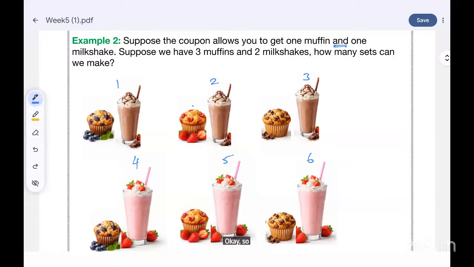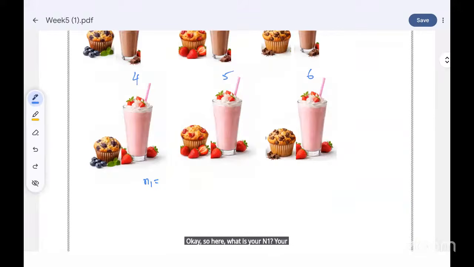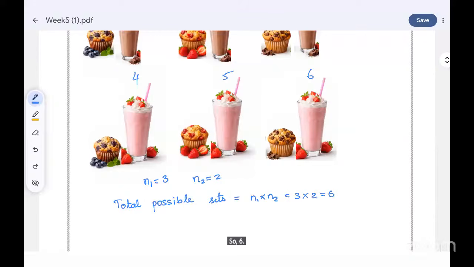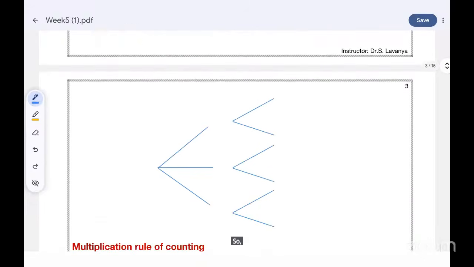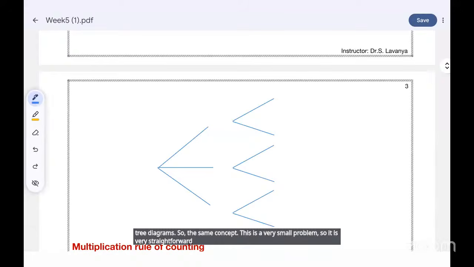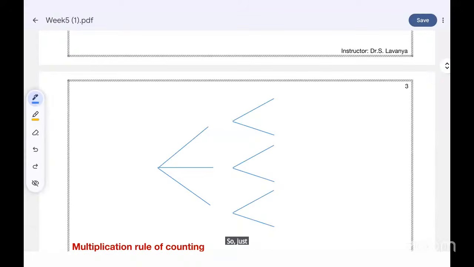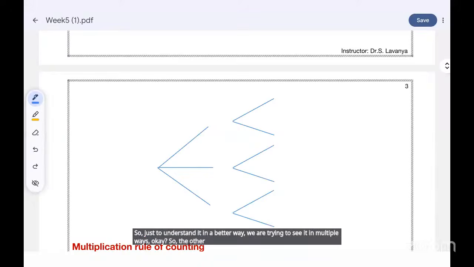Right? So here, what is your N1? Your N1 is 3, your N2 is 2, and your total possible sets is N1 into N2, so 6. Right? Okay. So how to understand this based on tree diagrams? The same concept, this is a very small problem, so it is very straightforward. But suppose we have bigger numbers, so just to understand it in a better way, we are trying to see it in multiple ways. Okay, so the other way is looking at this kind of tree diagram.